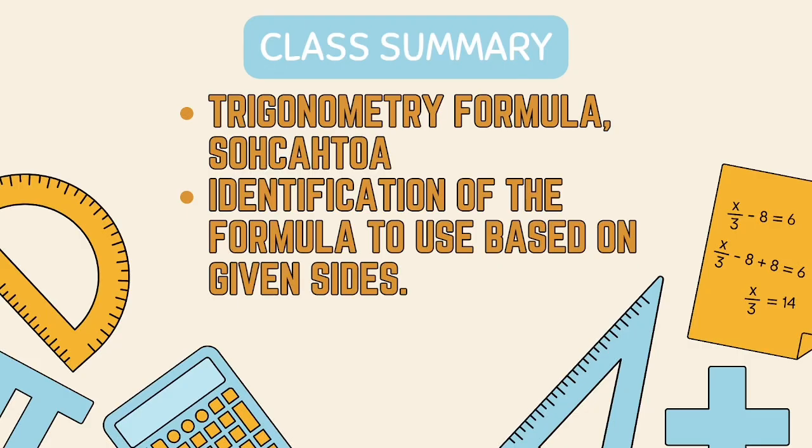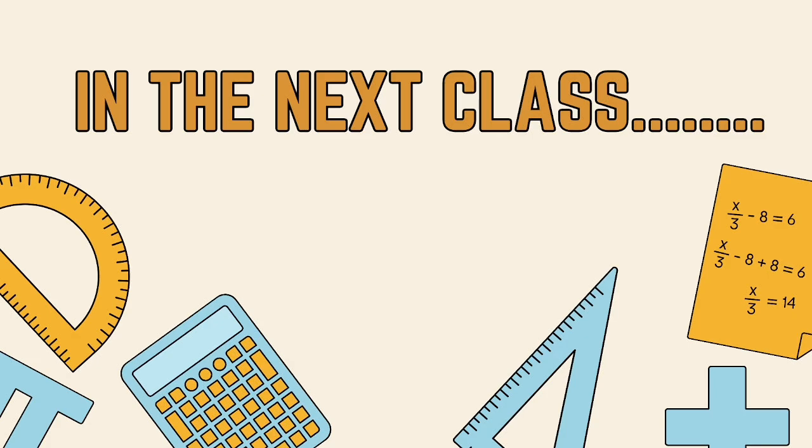So, summary. In today's class, we were able to discuss and identify what the acronym SOHCAHTOA stands for and how the formulas can be used to solve trigonometric problems. In the next class, we'll be seeing how we can use our scientific calculator to actually find the sine, the cos, and the tangent of those angles.